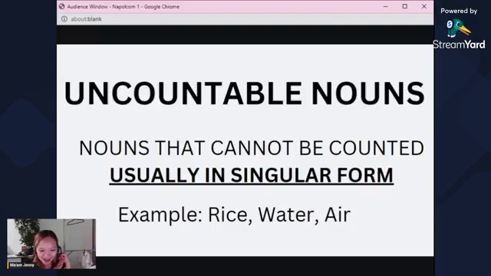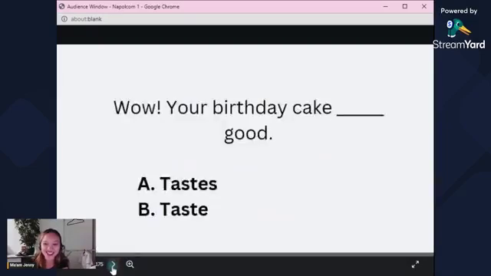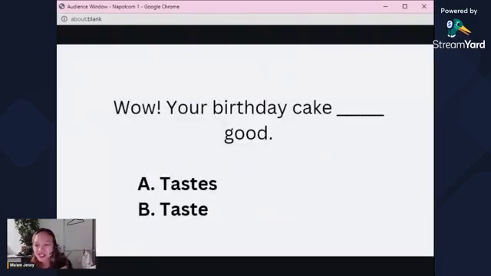Alright. Next one. So, let's apply right away. First sentence is, wow, your birthday cake blank good. Is it tastes or taste? Comment your answers. So, ganito guys.